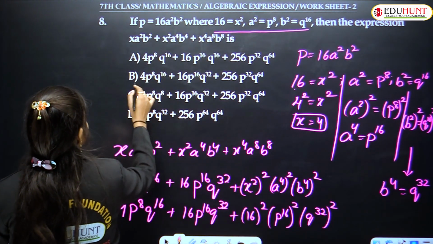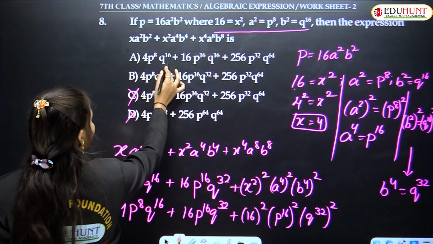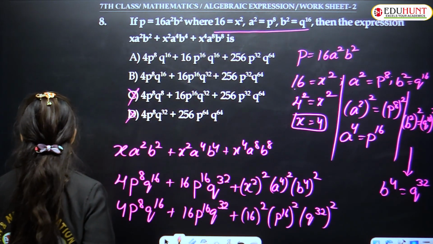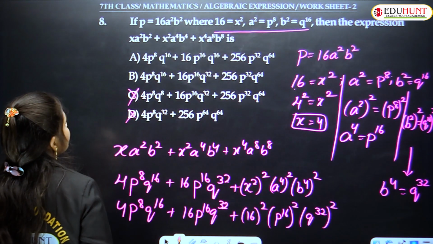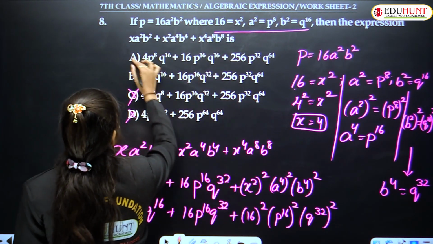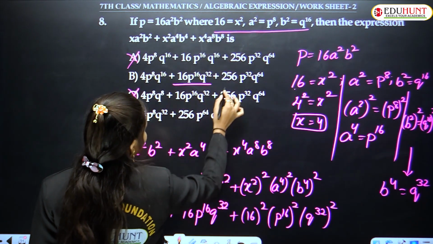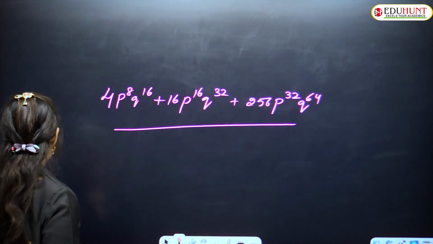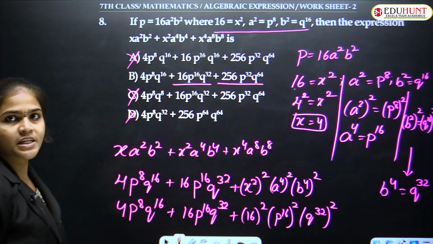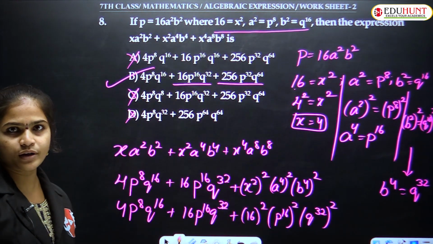Okay, these two values we have to check. C and D not satisfying that. So 4 into p power 8 q power 16 and 16 p power 16 q power 32. So this is also wrong. 256 p power 32 q power 64. Okay ma, finally which option is satisfying here? Option B is satisfying. Okay, yes.